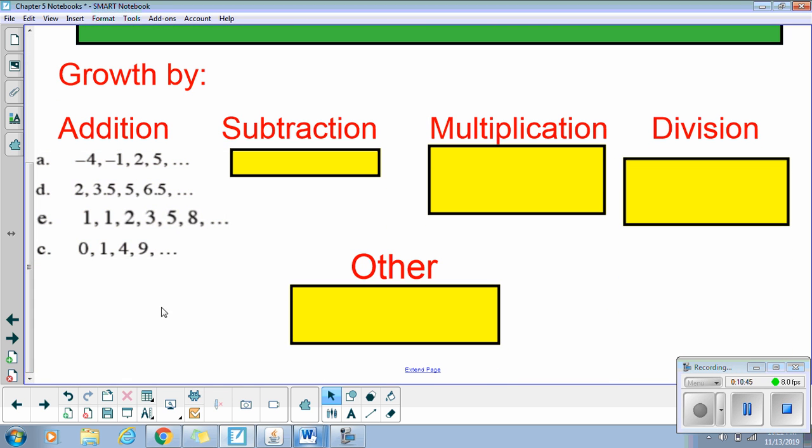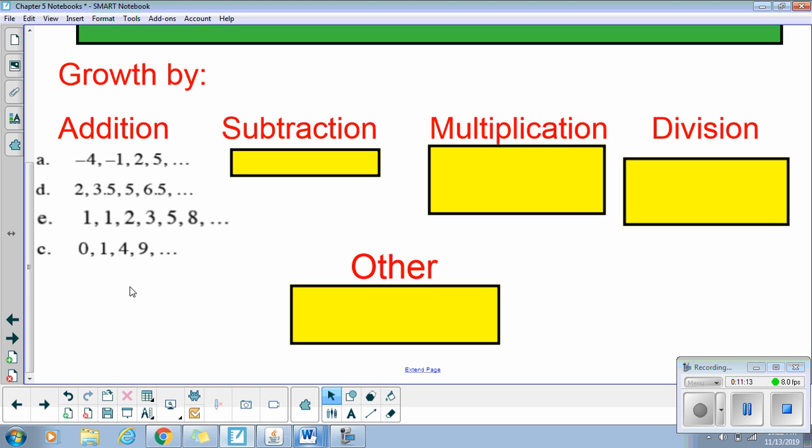If you notice the addition one, I added 2. E is adding the 2 previous terms. So 1 plus 1 gives me 2. 1 plus 2 gives me 3. 2 plus 3 gives me 5. 3 plus 5 gives me 8. This is actually a special sequence called the Fibonacci, but it is based off of addition.